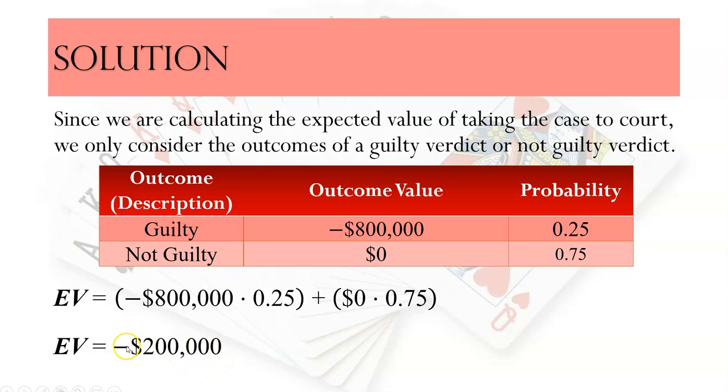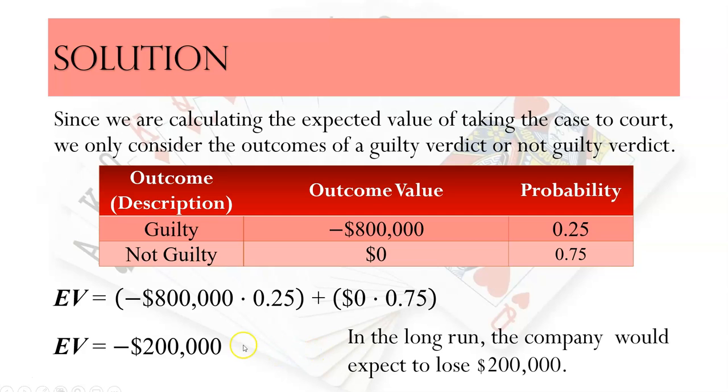This amount, negative $200,000, is a lot less than what it would be if we settled out of court. In other words, you should not settle. You should take the case to court and roll the dice because you have a very high probability here, 75% chance of being found not guilty.